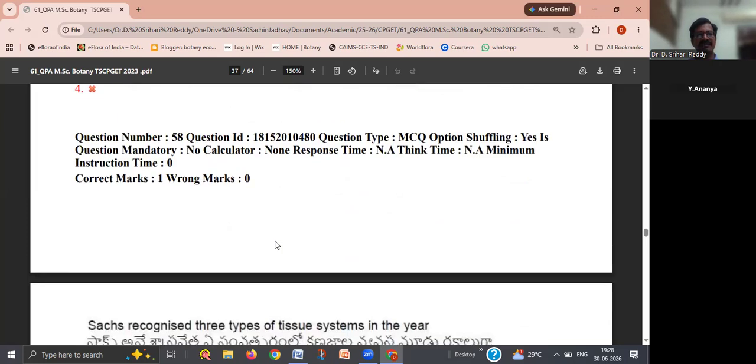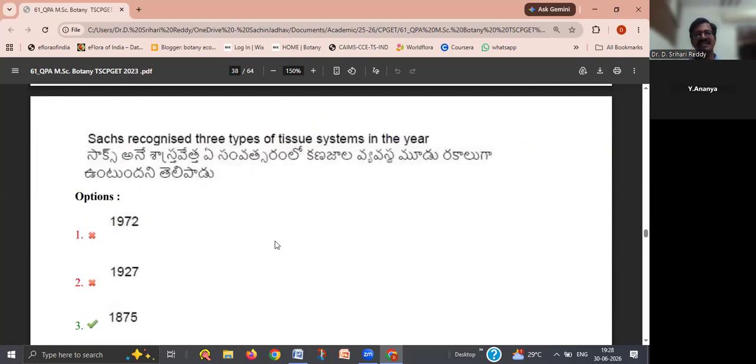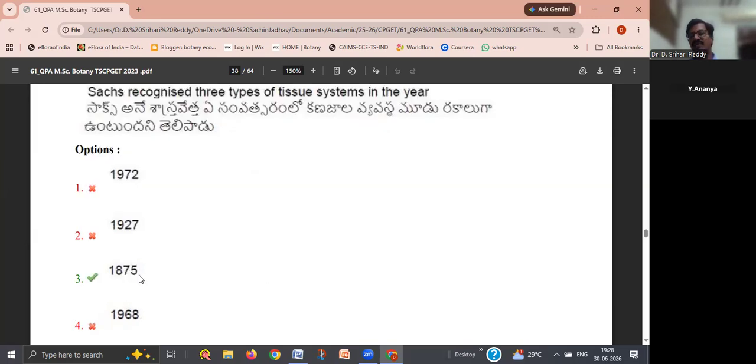Next, Sachs recognized three types of tissue systems in the year. So in which year did Sachs identify three different tissue systems? We know three different tissue systems: epidermal tissue system, ground tissue system, and vascular tissue system. These are the three types of tissue systems, which were recognized by Sachs in the year 1875. So that is the thing you have to remember, 1875.